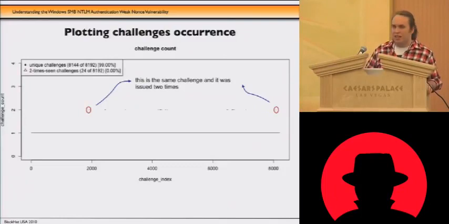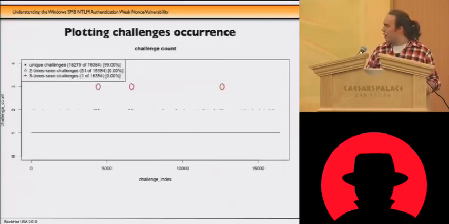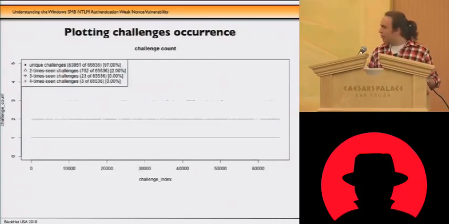This is the first 8K of the sample, where we can see duplicates. And here, this is the first 16K of the sample, where we start observing challenges issued 3 times. And this, for example, is the whole sample, where we can see how the duplicates line is getting thicker, mimicking the unique challenges.